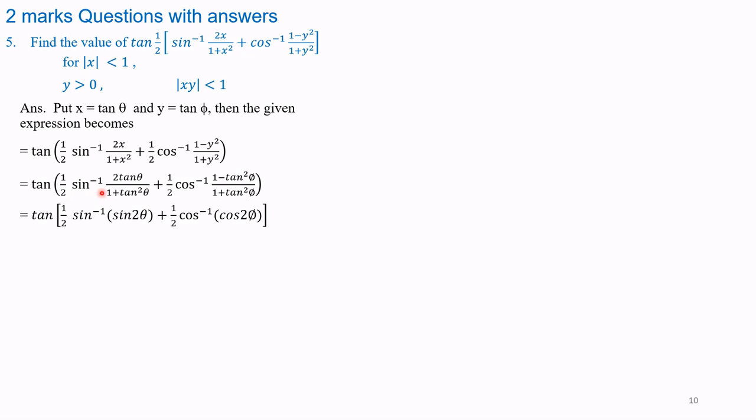Therefore, simplifying, this value becomes sine 2 theta. We know 2 tan theta divided by 1 plus tan squared theta is equal to sine 2 theta, and 1 minus tan squared phi divided by 1 plus tan squared phi becomes cos 2 phi.